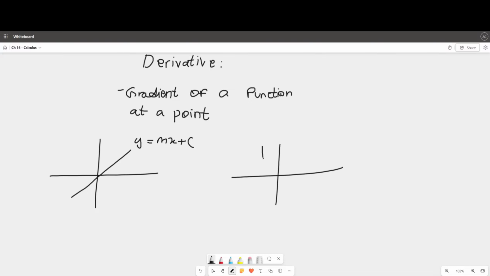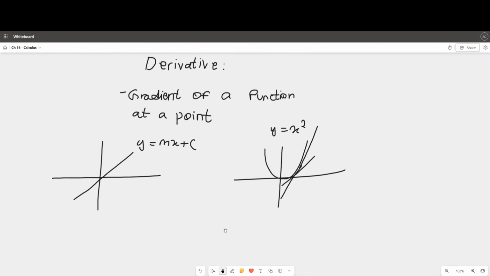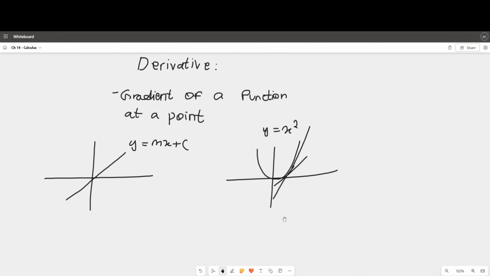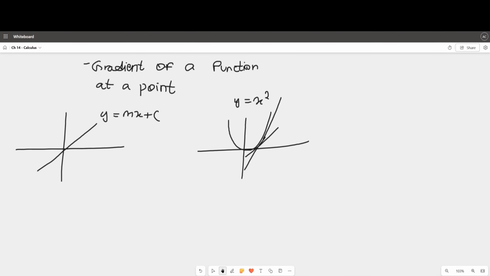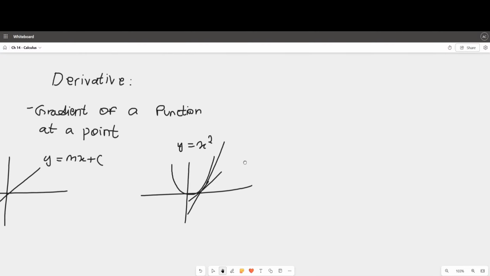But if we had a curve, let's say y is equal to x squared, well, the gradient here is actually going to change with x, because to find the gradient of a curve, till now we've probably drawn tangents to the curve at that point and then measured the gradient of this tangent. And obviously the gradient of tangents to each point is going to be different. So a derivative allows us to algebraically find the gradient of a function at a point. So how do we find the derivative? Well, there are a couple of rules for that, but we'll get to those in just a second.